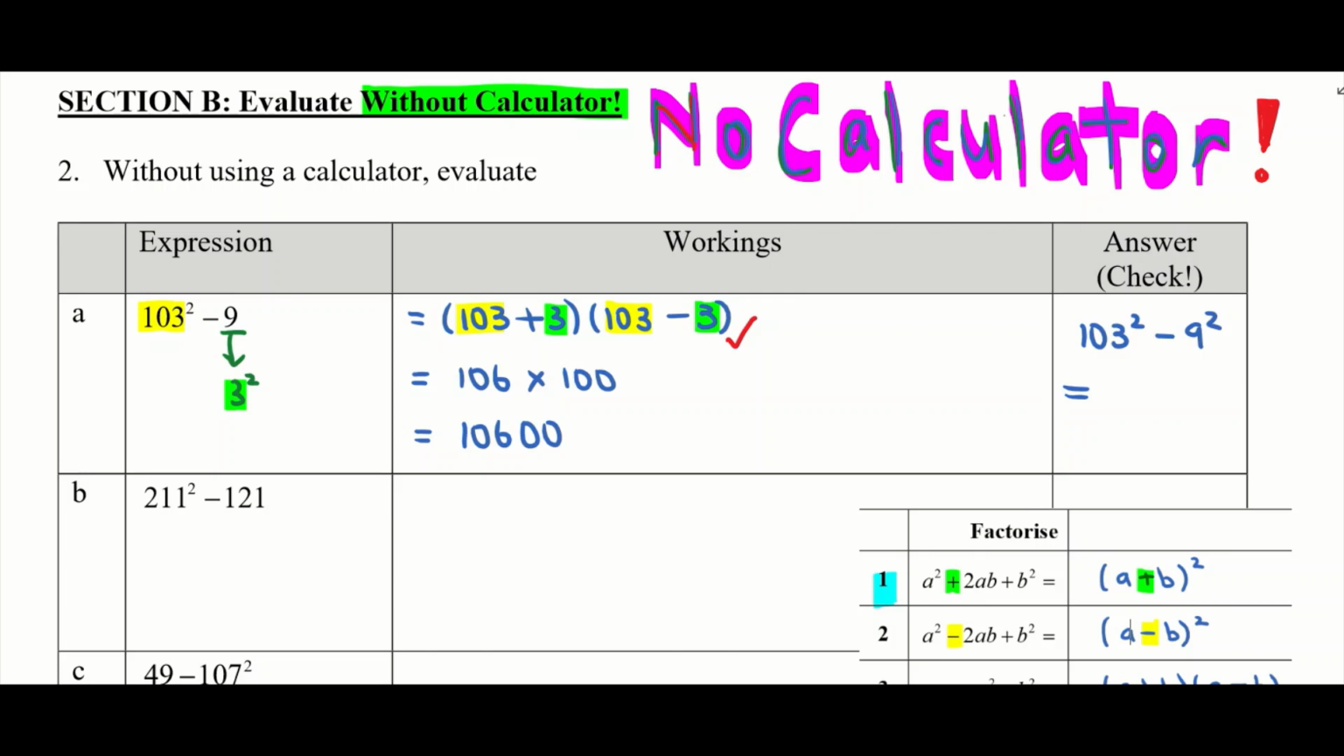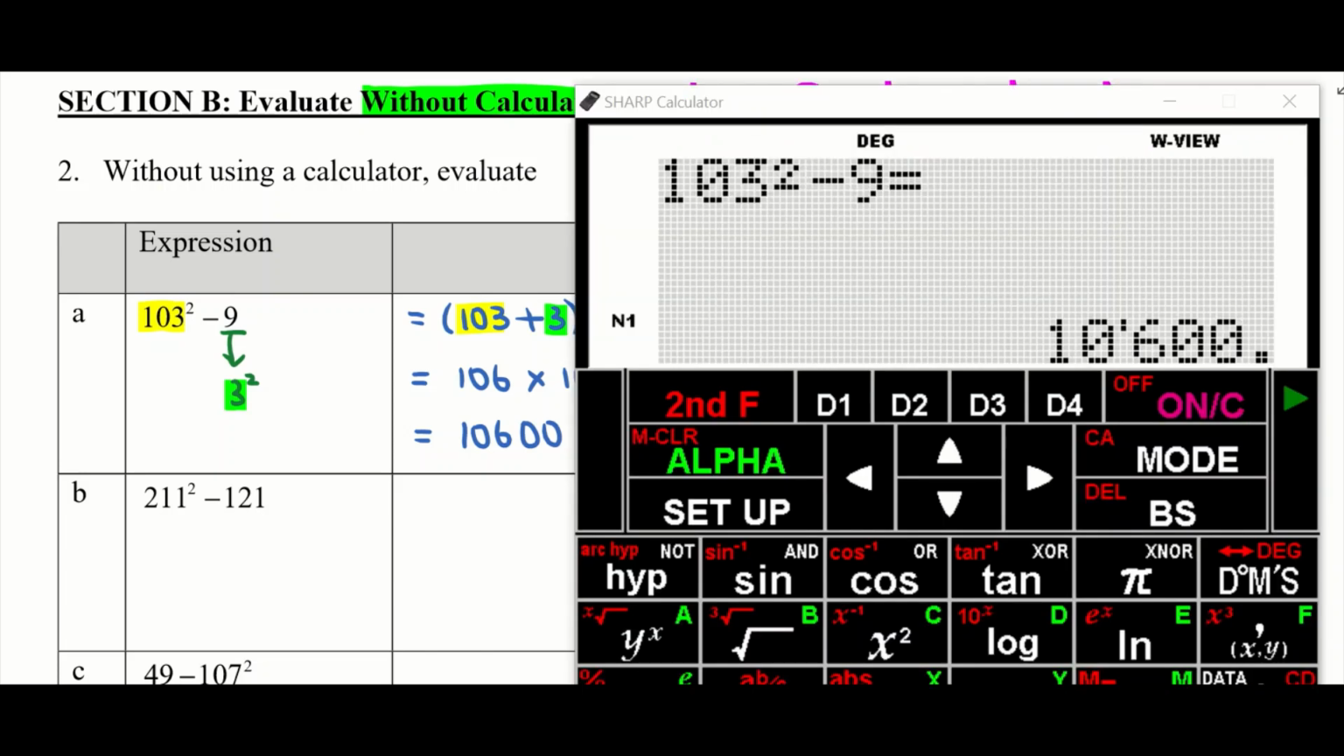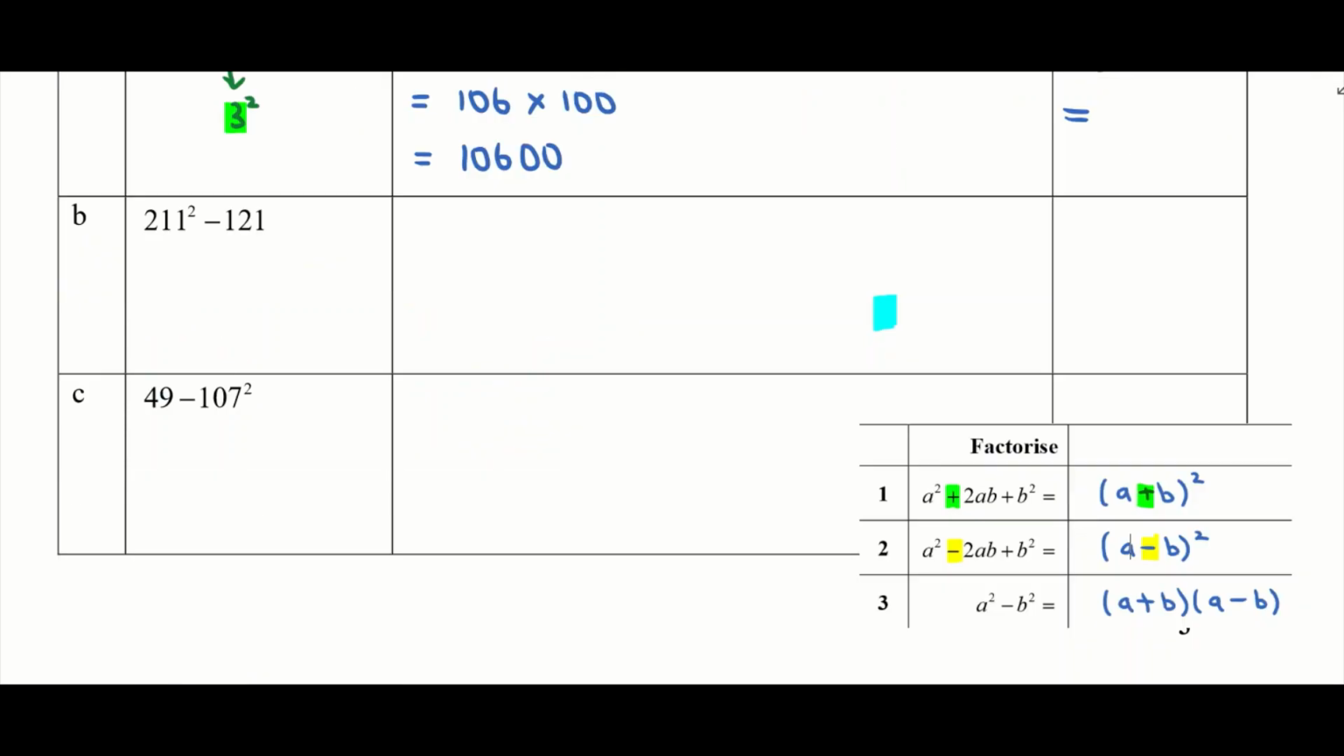The great thing about this question is that after I show my method mark or working step, which is the identity, I can then use my calculator to check my answers. And indeed, the answer from the calculator is 10,600. Let's look at part B.